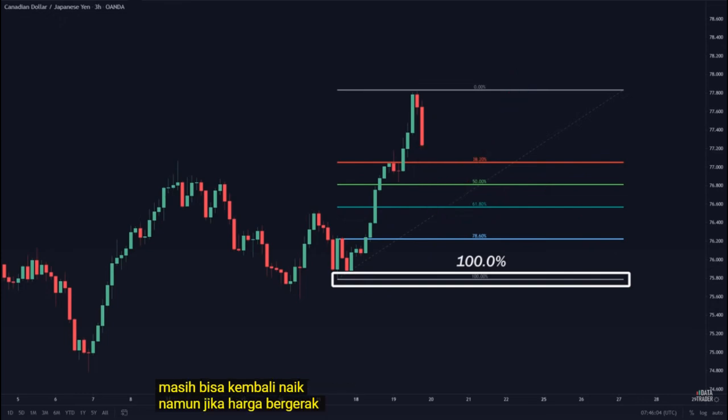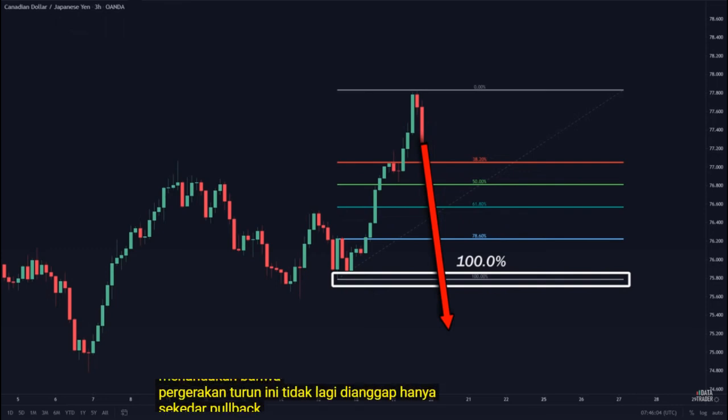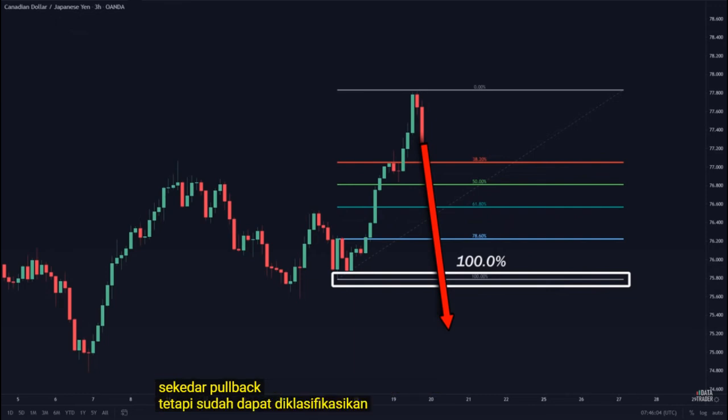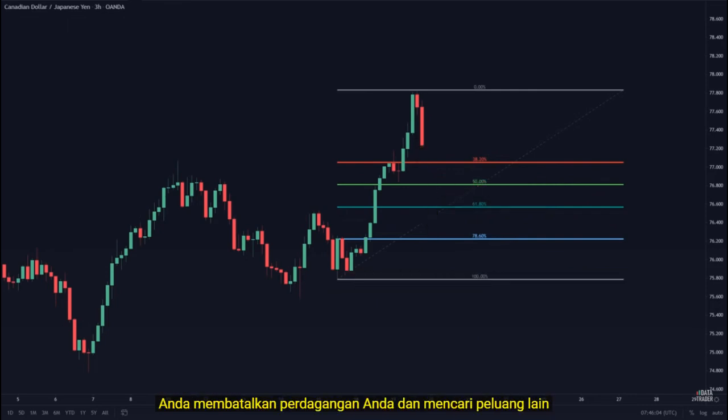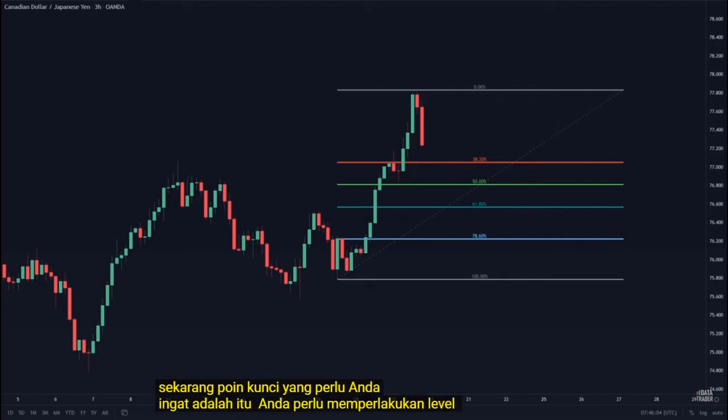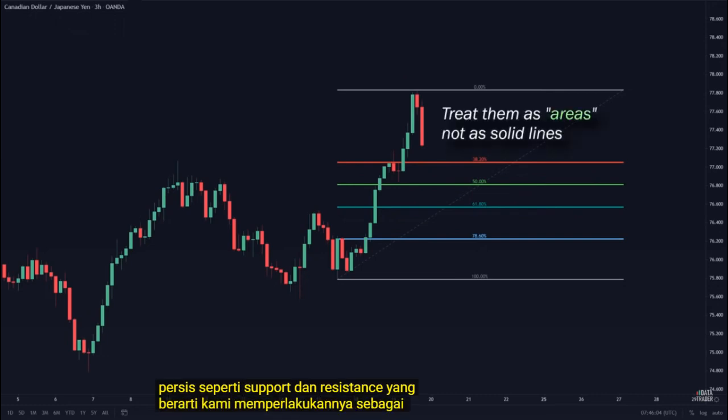But if the price moved downwards and breaks below the 100% level, it indicates that this downwards movement is no longer considered just a pullback, but rather it can already be classified as a downtrend, meaning the price is more likely to continue downwards instead. And so if the price breaks below the 100% level, you cancel your trade and look for other opportunities. Now, a key point that you need to remember is that you need to treat these levels exactly like support and resistance, meaning we treat them as areas, not as solid lines.